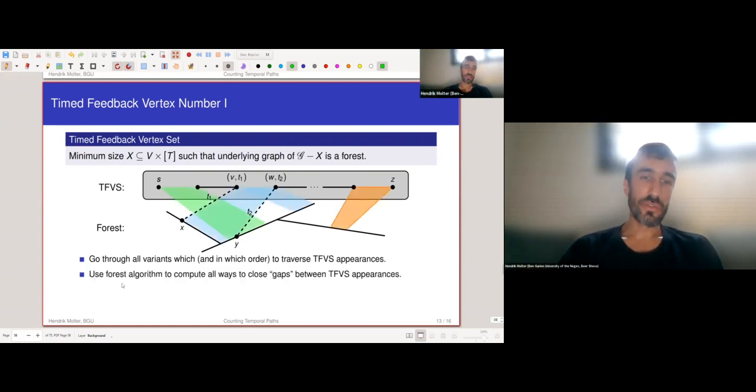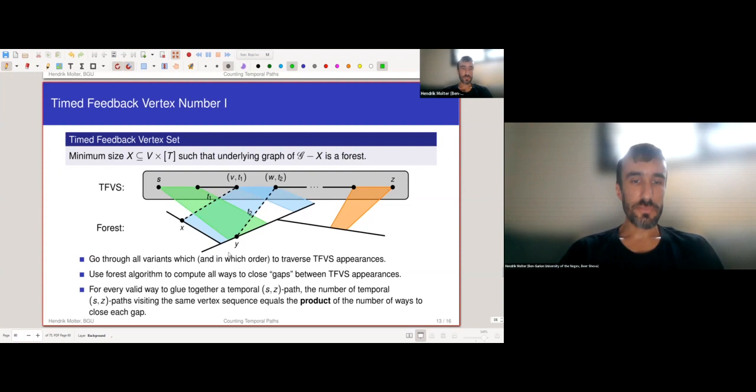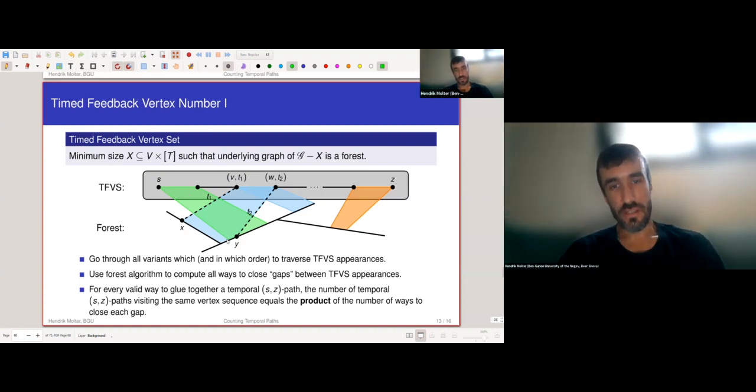So I can use the first algorithm to compute all ways to close these gaps here. And then for all valid ways to glue together a temporal path here such that these don't intersect.